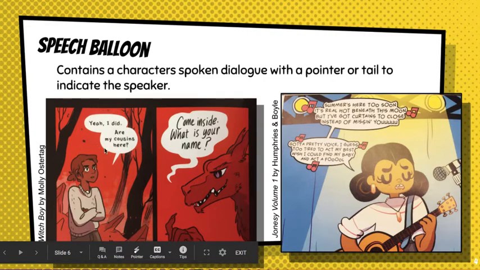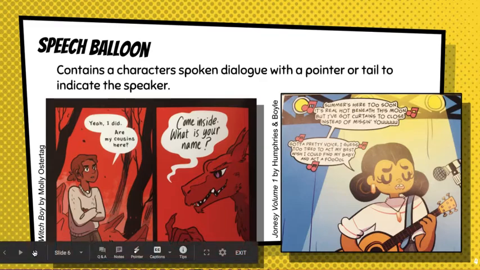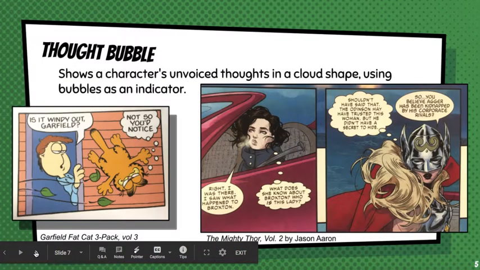Speech balloons, take a look at this. It tells what a character is saying. So it's a bubble with a tail that points to whoever is saying what they want to convey in the story. A speech balloon looks kind of round like a balloon.